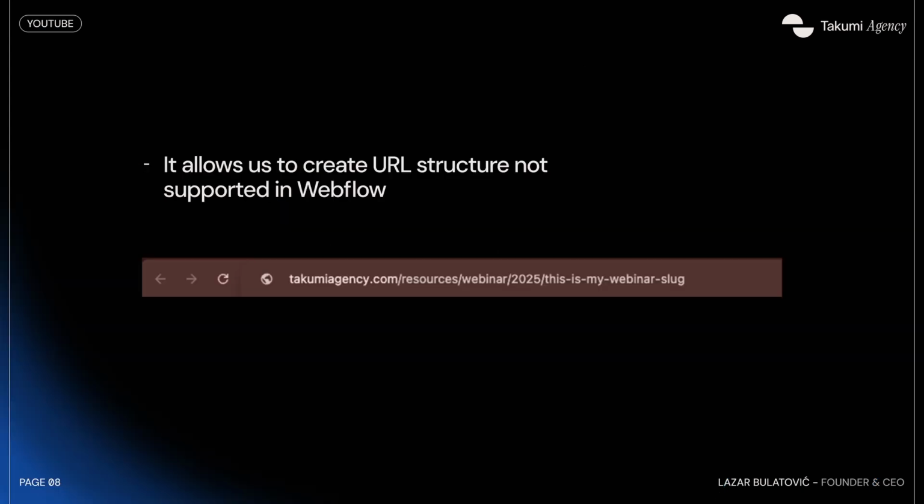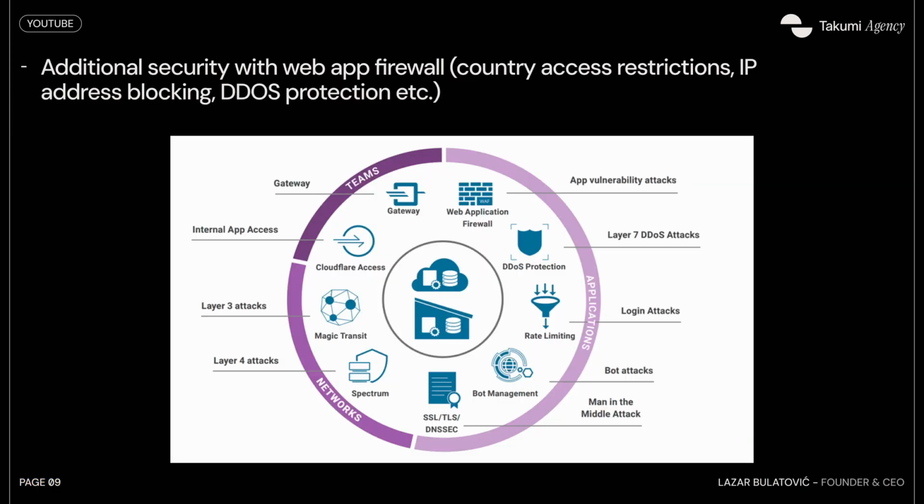Then we can create custom URL structures that are not supported in Webflow, such as this. For example, in Webflow you can have just one folder before the CMS item slug. But maybe you need something like this where it has resources, then webinars, then year, then slug. Also, this allows us to set up better security, so we can integrate our own web application firewall. We can configure which countries can access our website. We can block IP addresses, we can create our own DDoS protection. We can basically fully monitor any threats that are coming to our website.